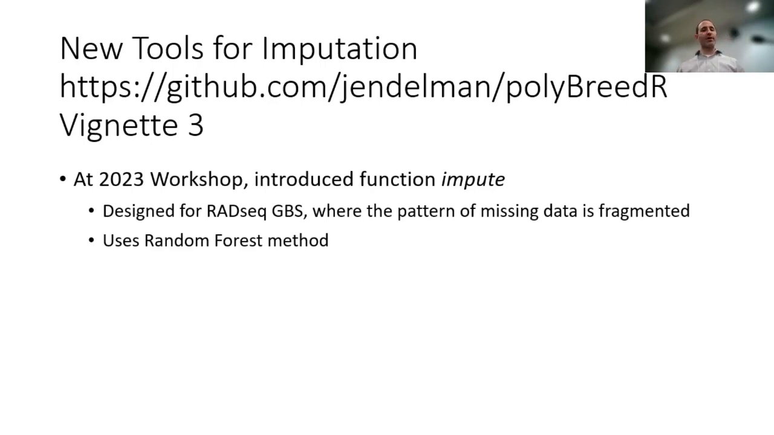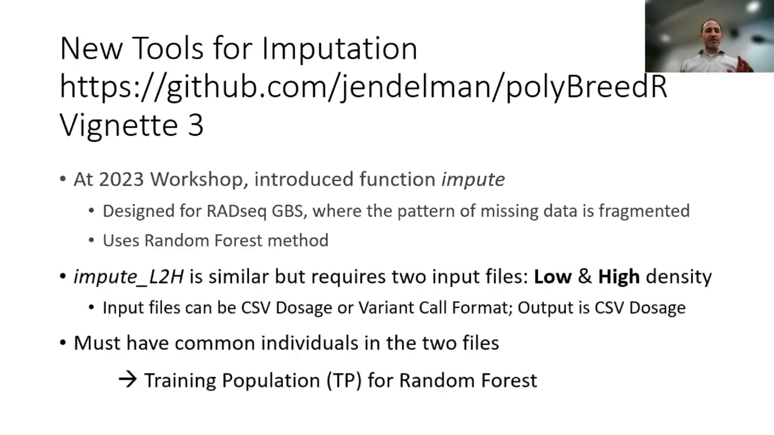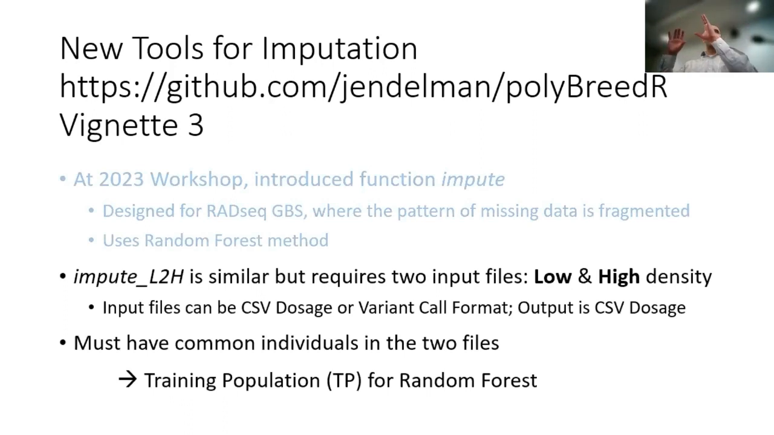So last year I talked about this function impute, and the context was more for a RAD-seq kind of GBS, where for any given sample, any given marker, it's kind of random which samples would have missing data. So if you envision your dosage matrix, it's like Swiss cheese, there's just holes everywhere, right? Now we want to specialize to a case where I have one data file, which is a group of individuals at the low density platform, and a separate data file on the high density.